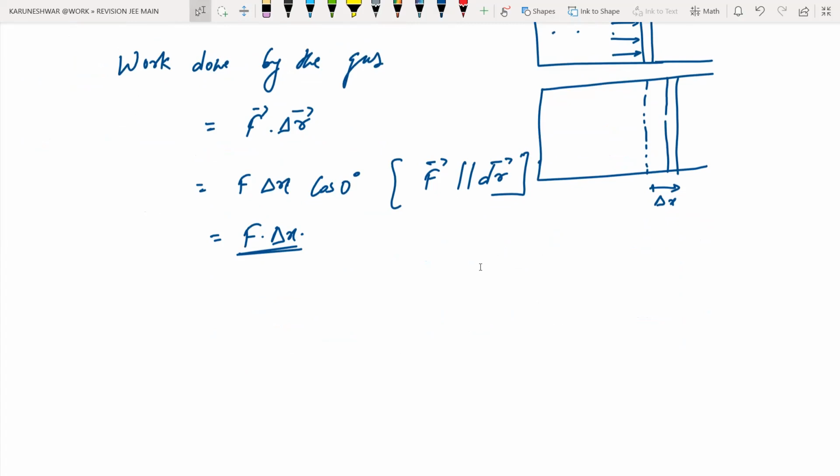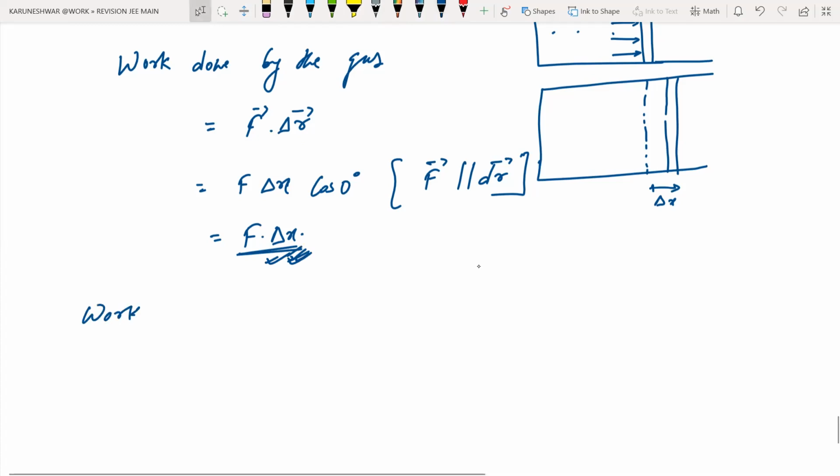But whenever we have a large change in volume, we cannot apply this, because then the pressure has to be considered. If it is a smaller displacement, we can use the force. But if a large change in the volume of the gas occurs, can we apply force to calculate the work? No, then we have to go for the pressure application.